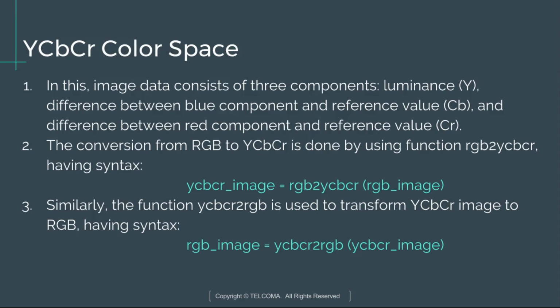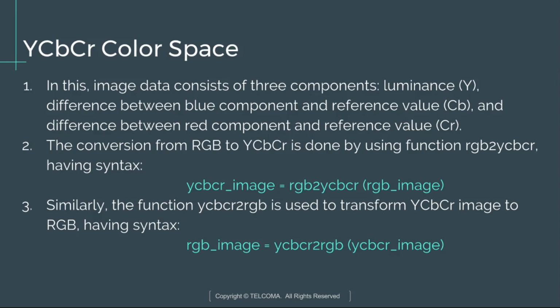Next is YCbCr color space. The YCbCr color space is used extensively in digital video. In this format, luminance information is represented by a single component Y and color information is stored as two color difference components Cb and Cr. Component Cb is the difference between the blue component and a reference value, and component Cr is the difference between the red component and a reference value.